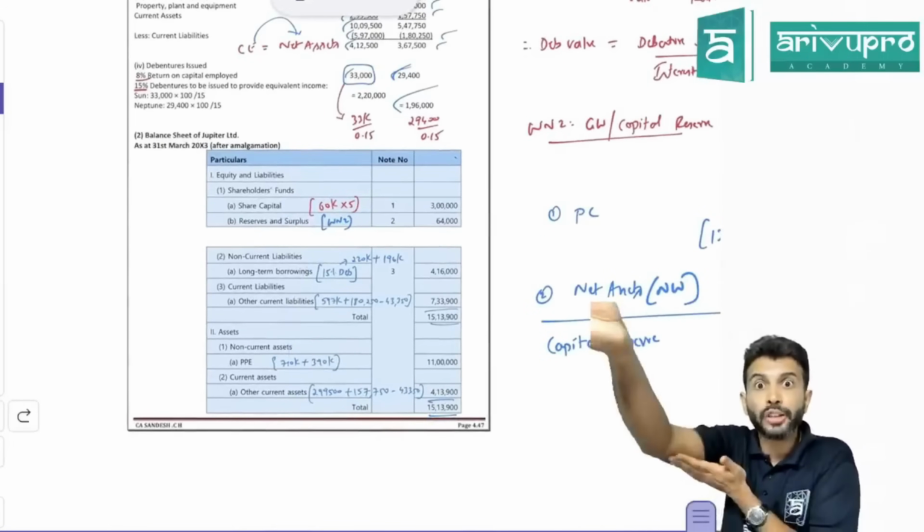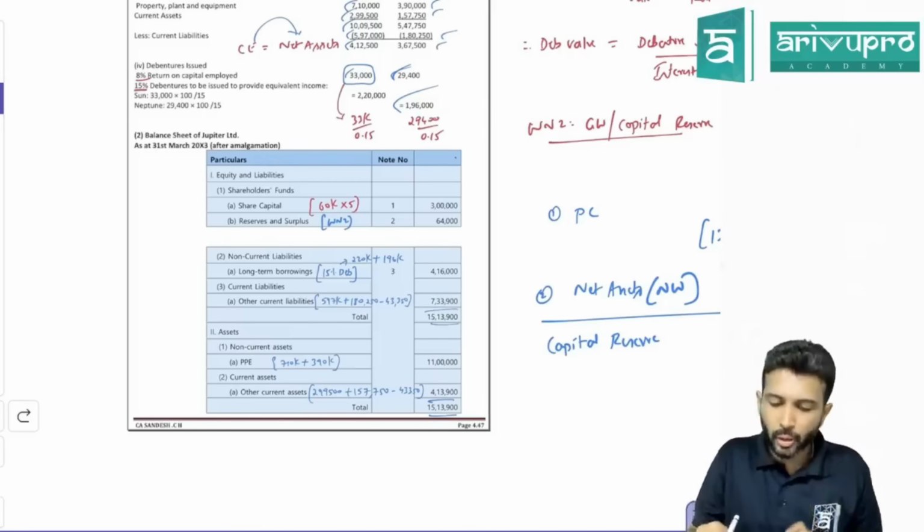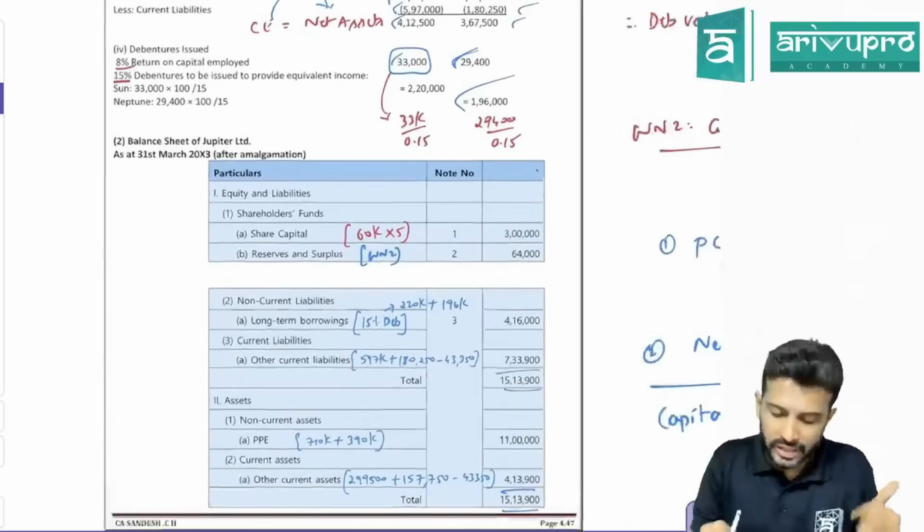Balance sheet also. Now don't say book value. Is this merger method or purchase method? Purchase method. So what value do you need to take? Agreed value. Okay, fine. One is equity share capital.